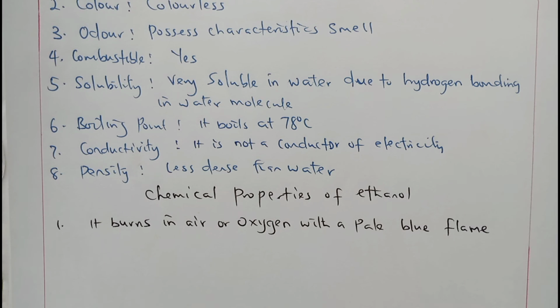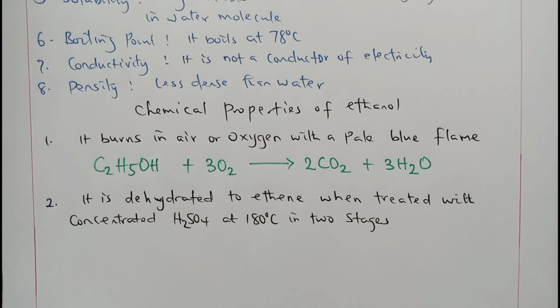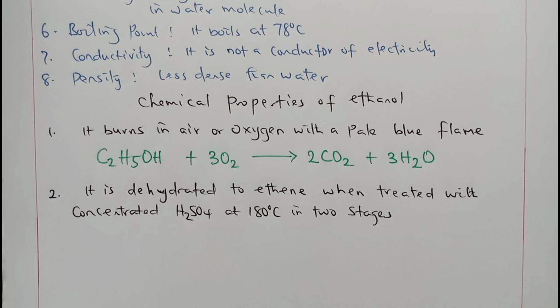It burns in air or oxygen with a pale blue flame. Nearly all alkanols do that. Okay, it is dehydrated to ethene when treated with concentrated tetraoxosulfate(VI) acid at 180 degrees Celsius in 2 stages. I want you to know that this is also a laboratory preparation of ethene.